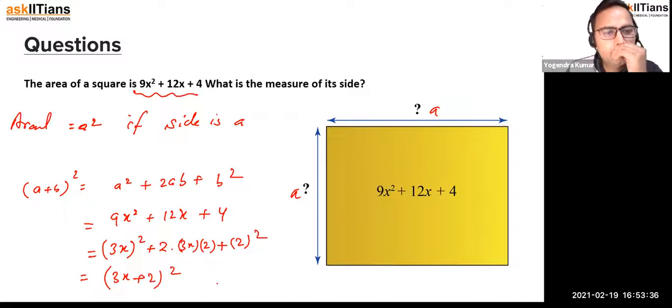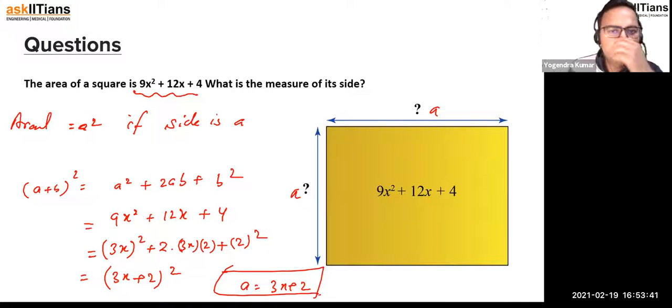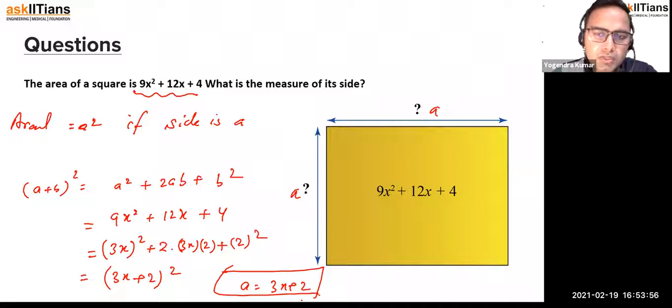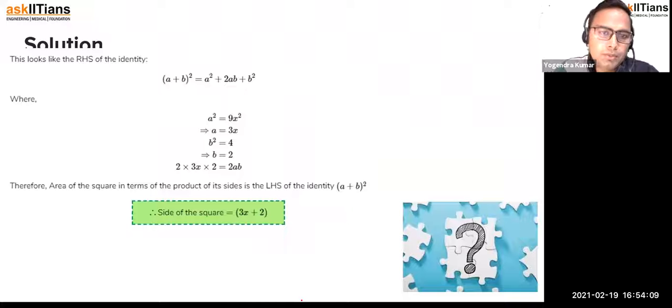So what is the side? a is equal to 3x + 2, and b is also that. So the measure of the side is 3x + 2. Side of the square is this. You can observe how I made the whole square out of it. I just looked at what whole square can give you 9x² + 12x + 4. So this is how we can do this question. I hope you understand this.